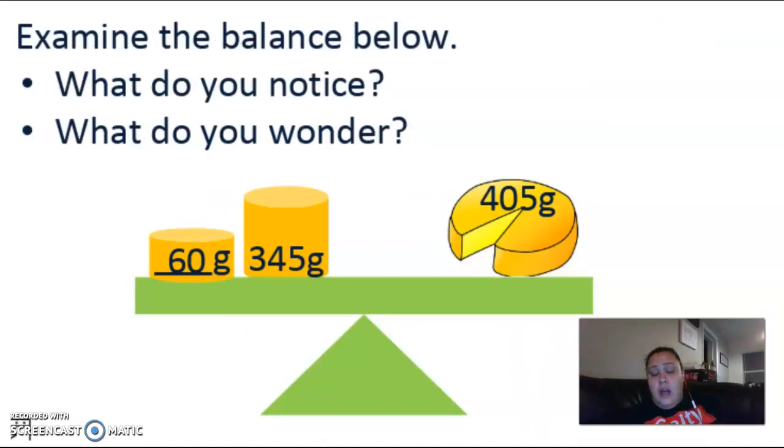Another balancing question here. What do you notice about this picture? If you notice that these are 3 different objects that do not look the same, you are correct. This one is one large cheese wedge. It looks like a cheese wedge that someone stole a slice from. And that cheese wedge equals 405 grams. Not kilograms, 405 grams. And on the other side are 2 cylinders of cheese. One is smaller at 60 grams and the other one is 345 grams.